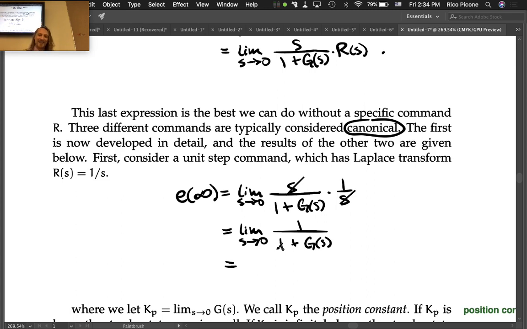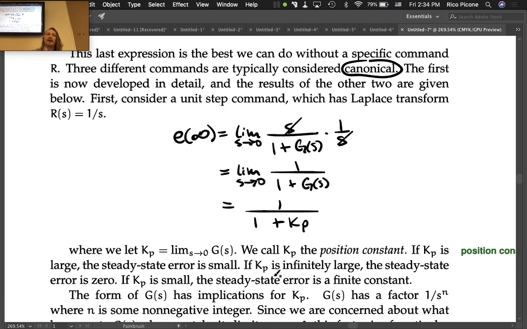No, just kidding. So the limit as s goes to 0 of 1 is just 1, right? It doesn't depend on s. So we can just take the limit as s goes to 0 of g of s, and we're going to actually break that limit out separately and call that limit Kp. So this is what's called the position constant, and it's just the limit as s goes to 0 of g of s. We'll talk about the naming. I'm not a huge fan of the naming, but it's used.